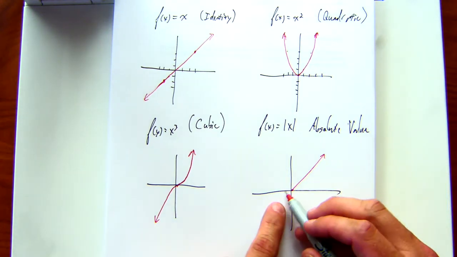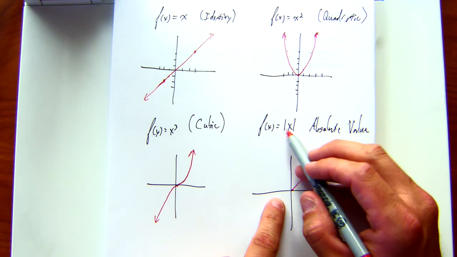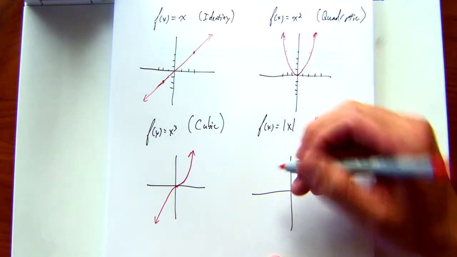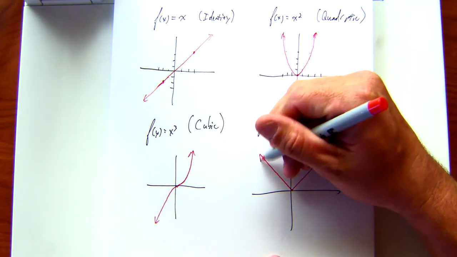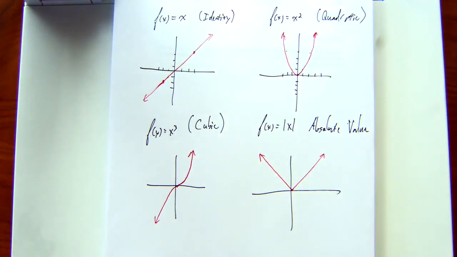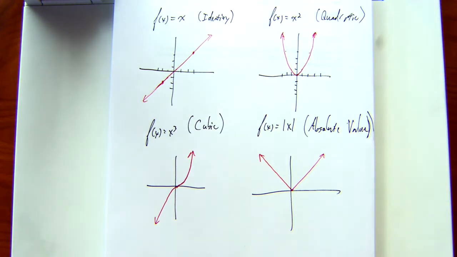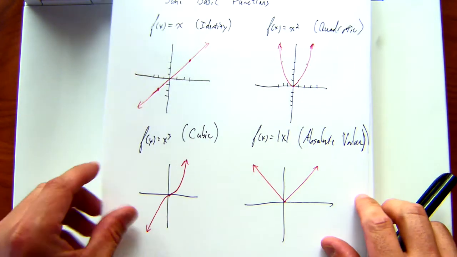But on the left-hand side, if x is negative 2, then what is f of x? A positive 2. So instead of going down like the identity, it's going to come back up. So it makes this V-shaped graph. Okay, these are just 4 basic ones that you'll need to know. Okay, so keep those handy. Any questions? Okay, you should try to graph those to convince yourself that I'm telling you the truth. I don't want to be telling you any lies.